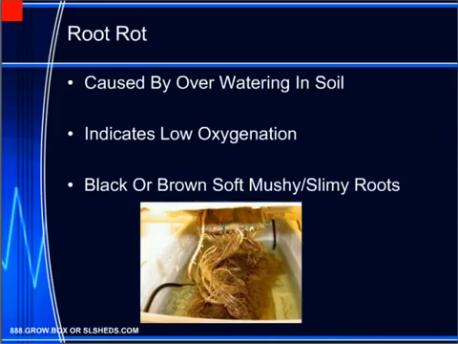Start to treat root rot by removing the plant from the soil and washing the roots under running tap water. Wash away as much soil and affected roots as possible while being gentle with the plant. Next, use a sharp knife or a clean pair of shears or scissors to trim away all the remaining affected roots.